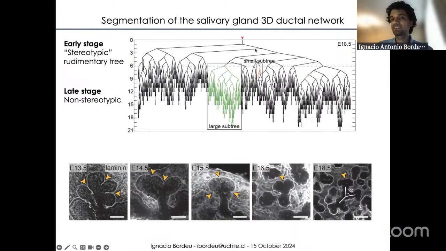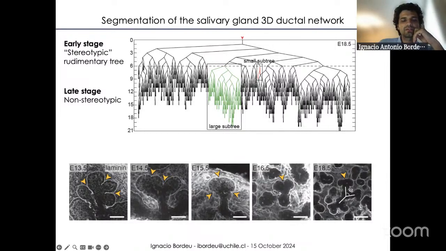There's no duct lengths here. So each generation corresponds to a branching event or a termination. And terminations begin only after 6 generations of branching. So we have 2 to the 6 ducts here, and only then we start seeing the first terminations. So we call this early stage a stereotypic phase because there's no terminations, and all that is happening is branching events. We can understand them as binary branching events.